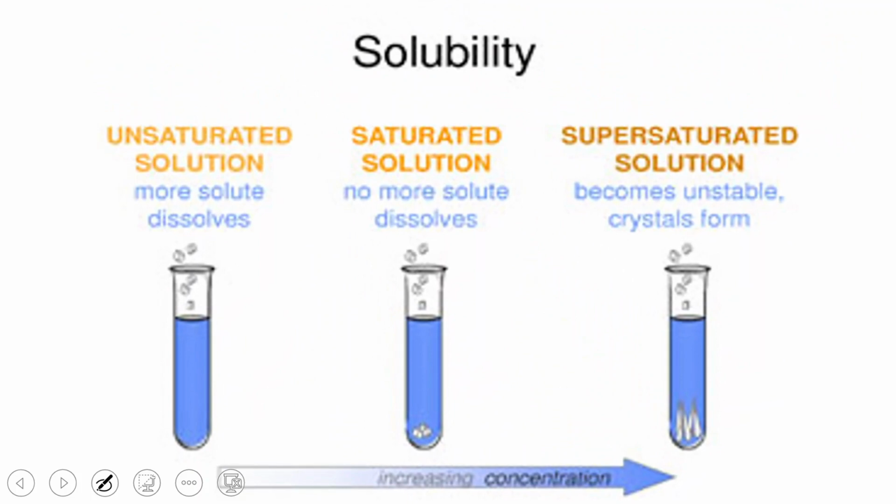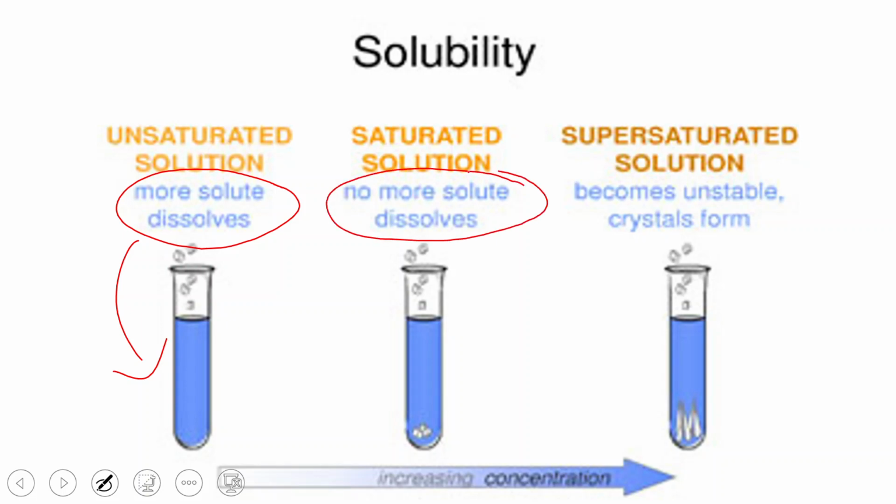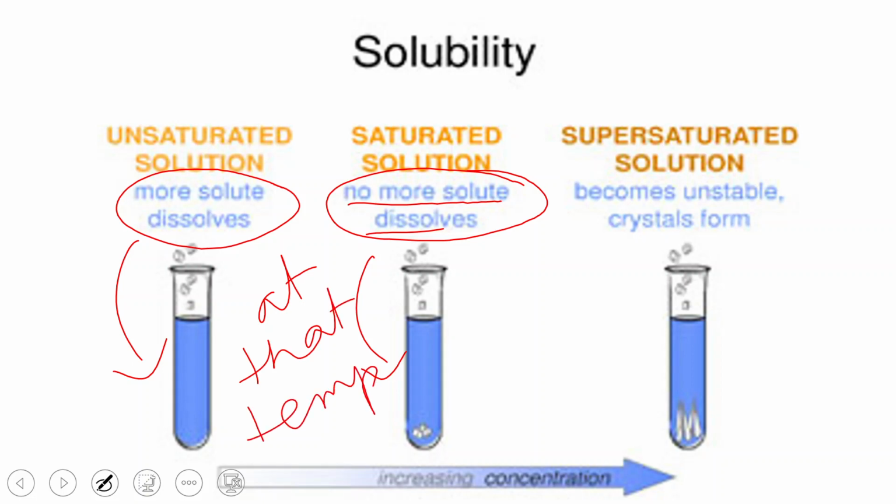You can see here in the picture, the first case is the image of unsaturated solution where we can add more solute and it will get dissolved in the solution. The second figure is showing the image of saturated solution where no more solute will get dissolved at that temperature. Supersaturated solution becomes unstable and crystals are formed. You can see it in the third image.